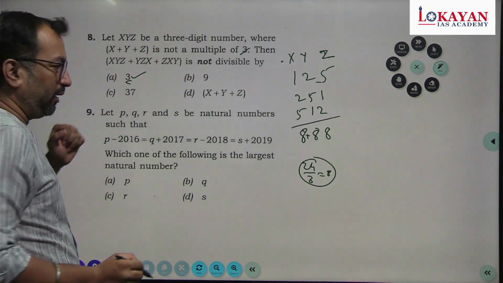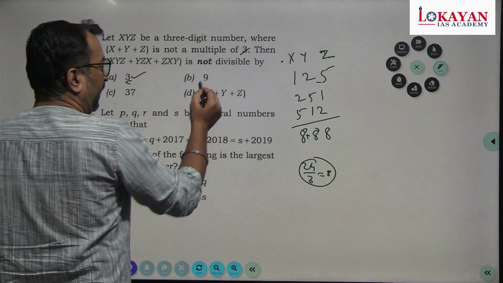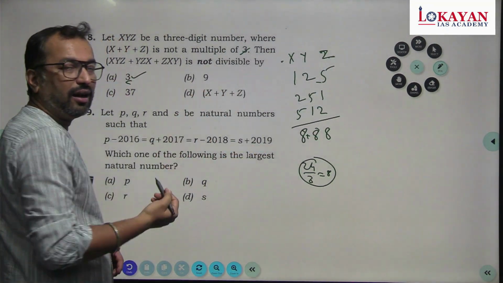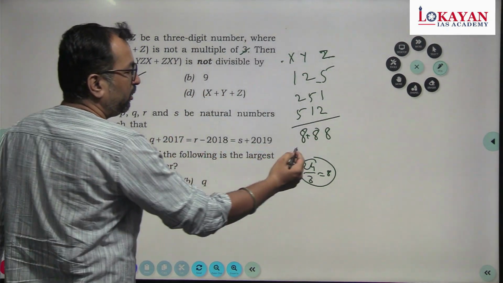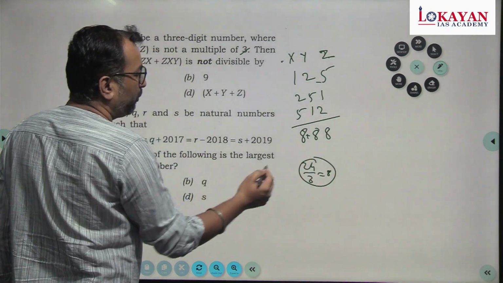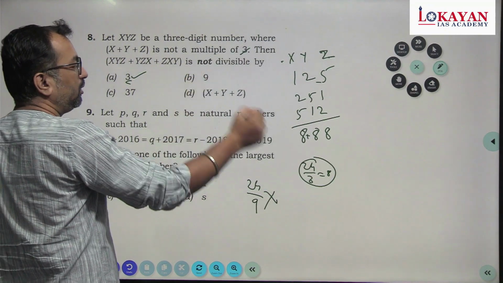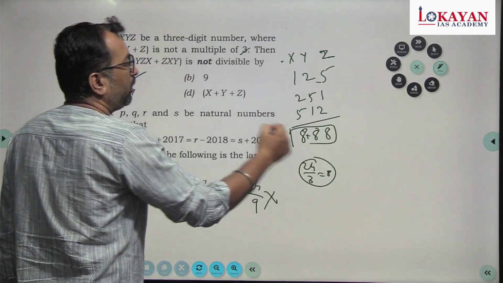Same test is for 9. The test for 9 is also to add the digits and then divide by 9, whether it is divisible or not, decide then. 8 plus 8 plus 8, 24. But 24 is not divisible by 9. That means this whole sum is not divisible by 9.